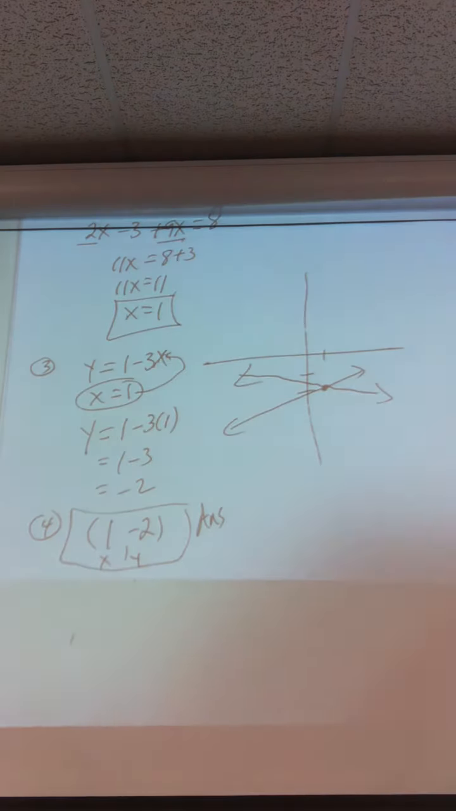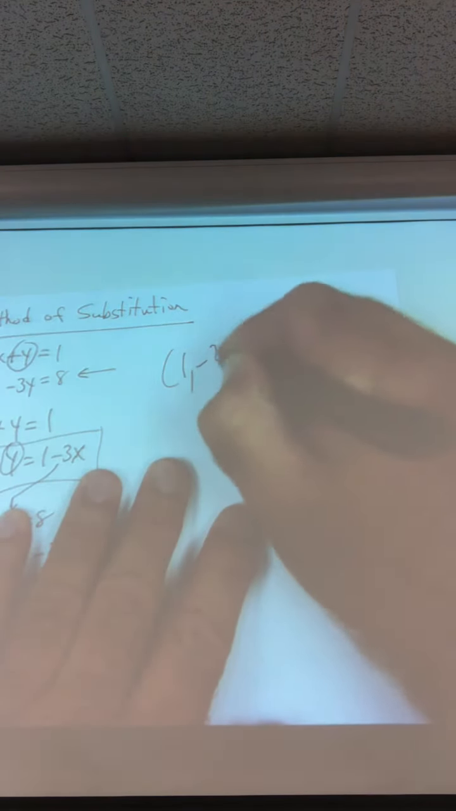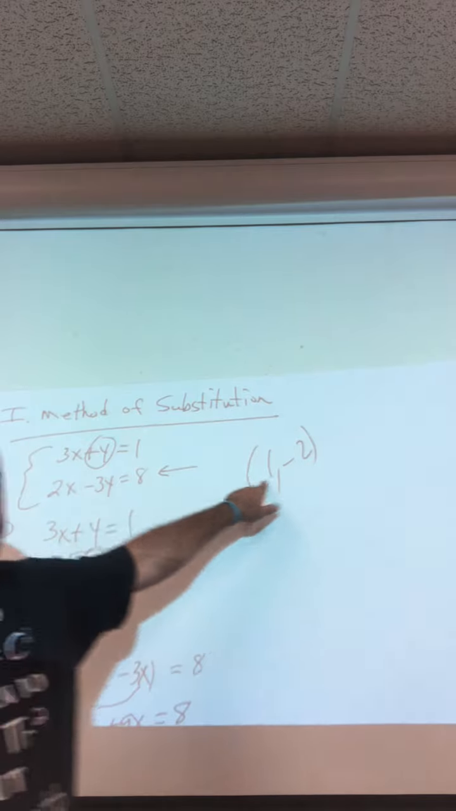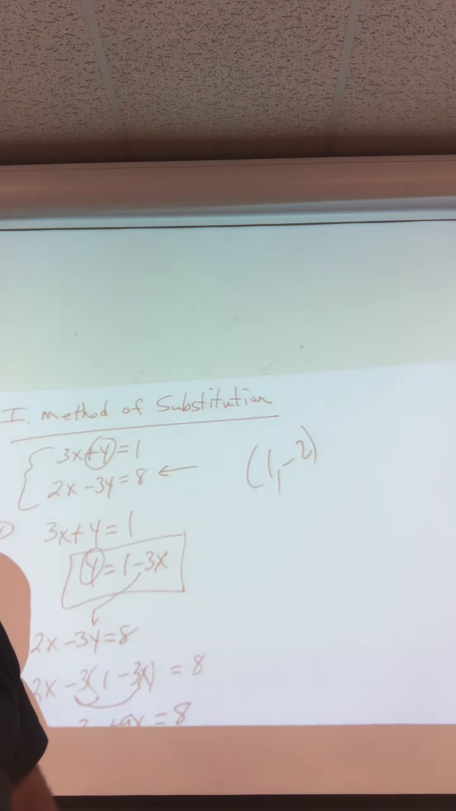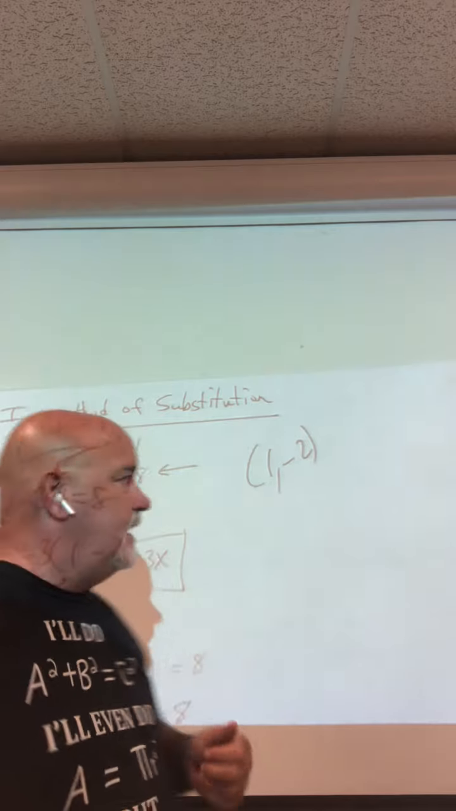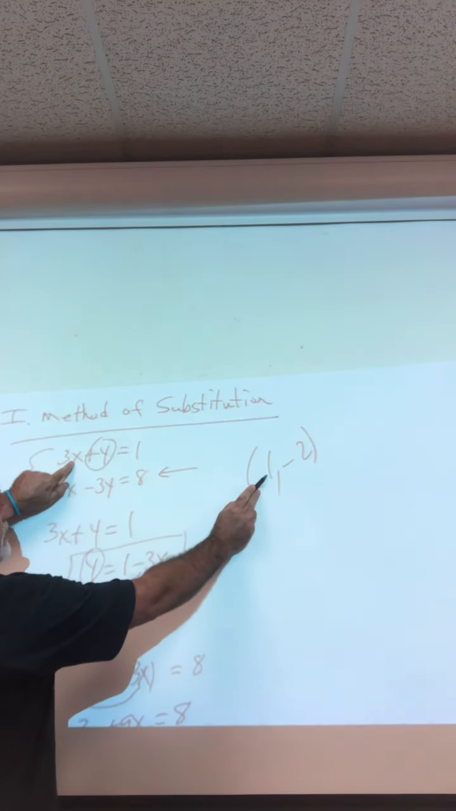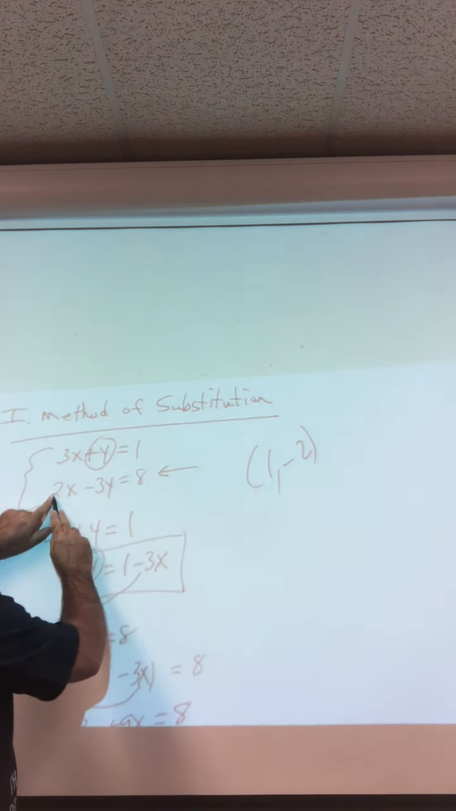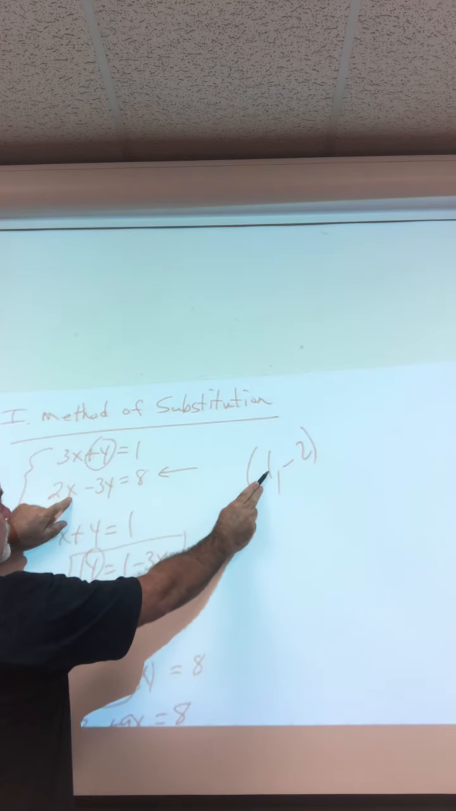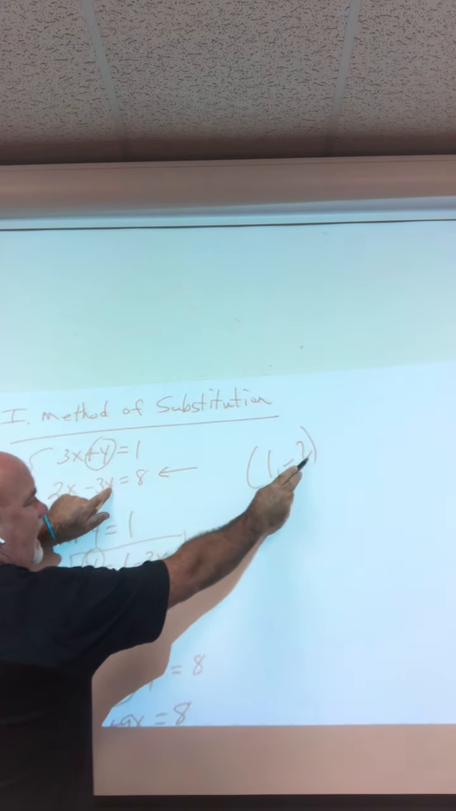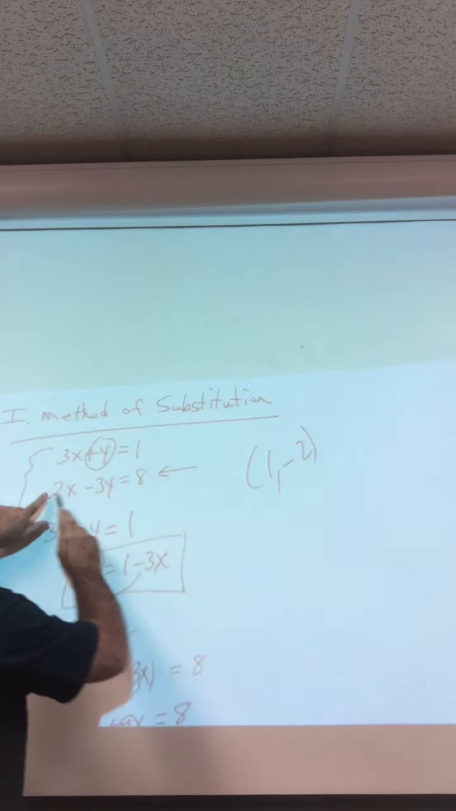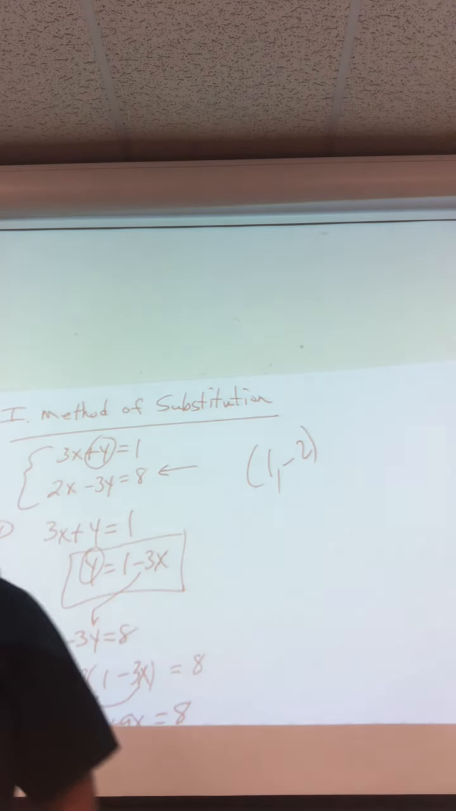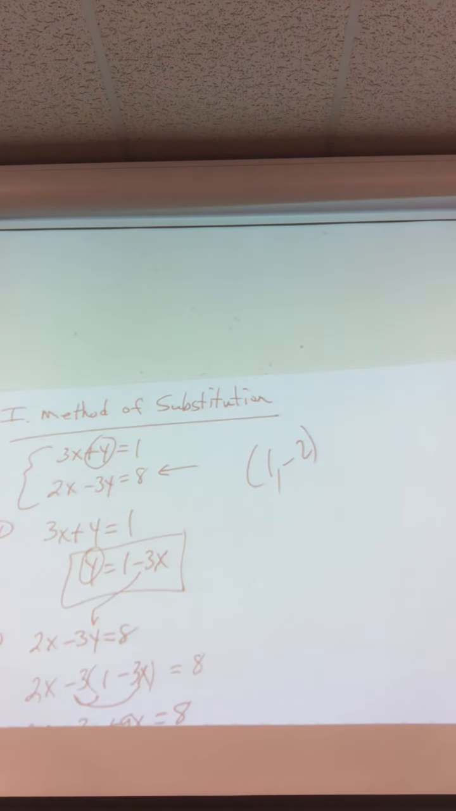Now let me show you something also on this. Let me show you how you can check this if you wanted to. If 1, negative 2 is an answer to these two equations, it should make both of them be true. Let's see if it does. 3 times 1 is 3. 3 plus a negative 2 is 1. Let's check this one. 2 times 1 is 2. Minus 3 times negative 2 is plus 6. And 2 plus 6 is 8. So that ordered pair does make both of those true. And it should if it's the solution to the problem.